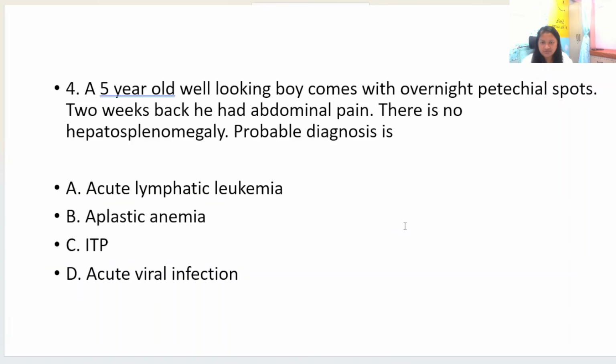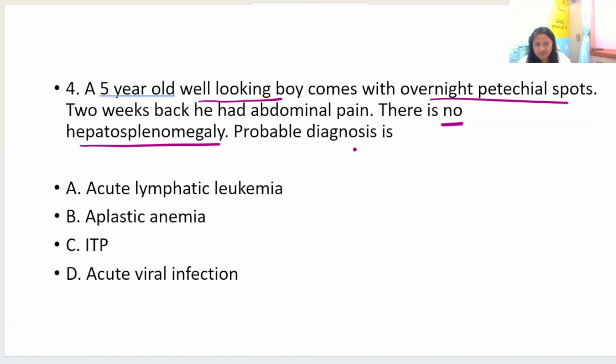So what are your clues here? So you see that he's a well-looking boy, that means he's not looking sick, and there are overnight petechial spots. Okay, sudden onset, and 2 weeks back he had abdominal pain. Probably that was some infection, or even this could also be a clue to Helicobacter pylori also. Okay, there are some studies that show that that may be associated with ITP. And the most important clue here is there is no hepatosplenomegaly.